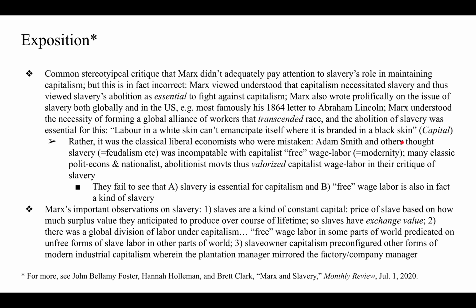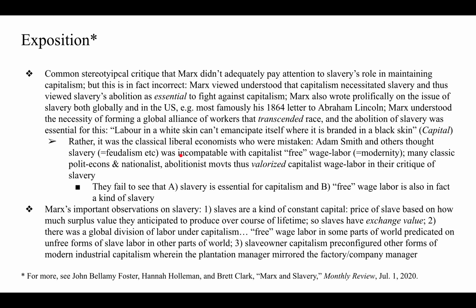And Marx famously wrote in Capital, "Labor in a white skin can't emancipate itself where it is branded in a black skin." Okay, so if one group of workers is enslaved, you can't really have another group of workers somewhere else who can really say that they're free and succeeding in some kind of struggle for workers' liberation, right?